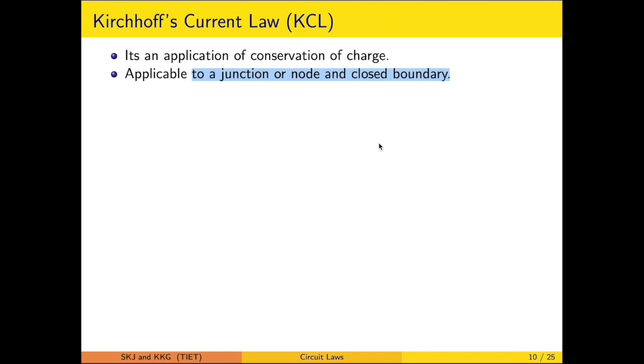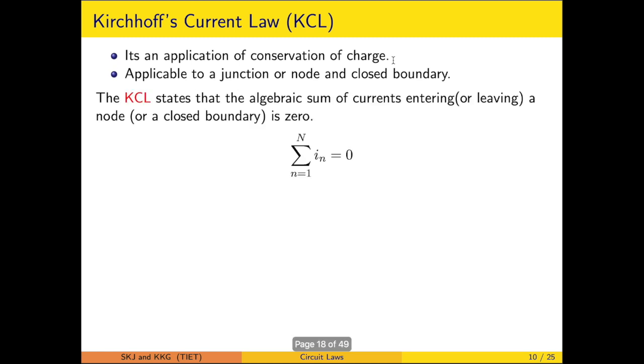For a node, when it is only an interconnection of 2 elements, the current which is entering, the same current will be leaving, so there is no point as such. When it has an interconnection of 3 or more elements, the KCL has to be applied judiciously. So there are 2 points to be understood: how it can be applied to a junction, how it can be applied to a closed boundary, and how the conservation of charge has to be satisfied, or basically what the conservation of charge suggests.